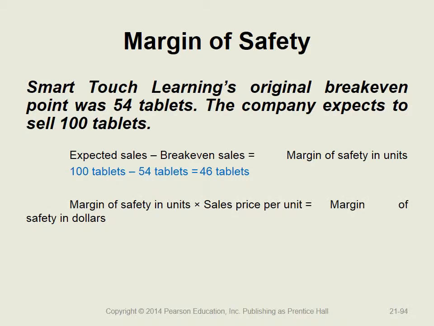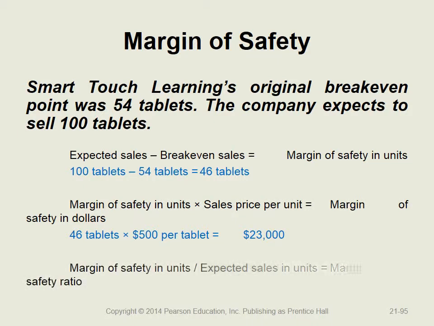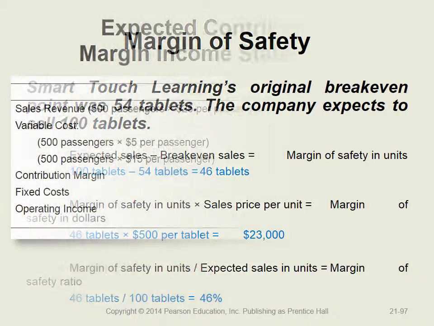The margin of safety can also be expressed in dollars by multiplying the margin of safety in units by the selling price per unit. The margin of safety in dollars in this case is $23,000. This means that sales can drop by $23,000 before Smart Touch Learning incurs loss. Finally, the margin of safety can be expressed as a ratio: the margin of safety in units divided by expected sales in units. Smart Touch Learning's margin of safety is 46% of total expected sales. In other words, the company can lose almost half of its business before incurring an operating loss.